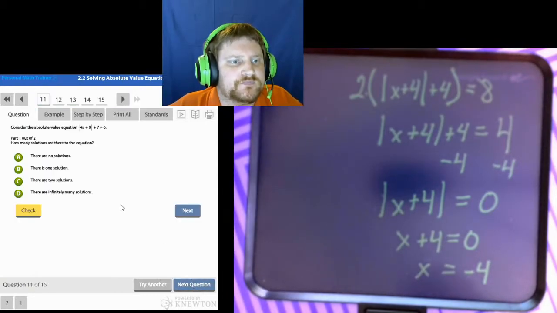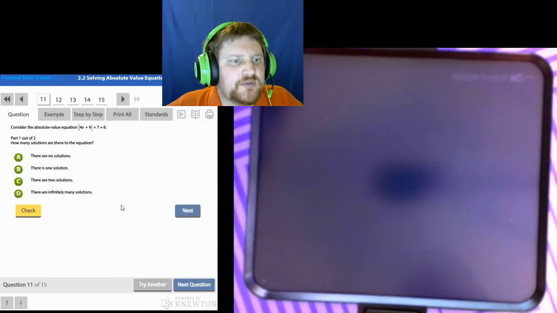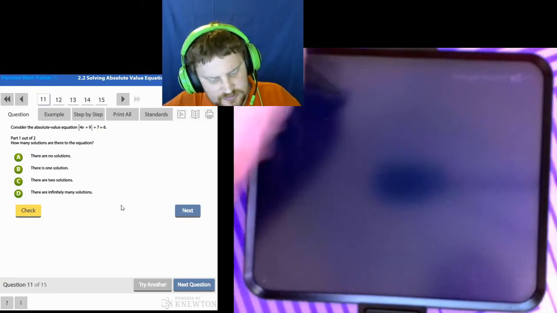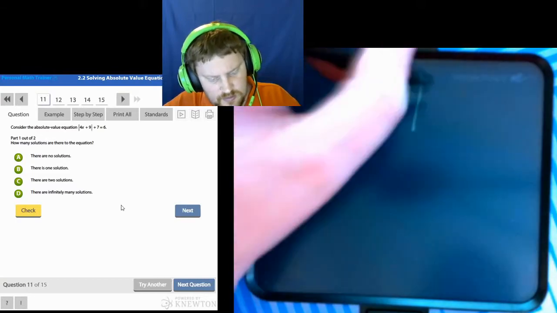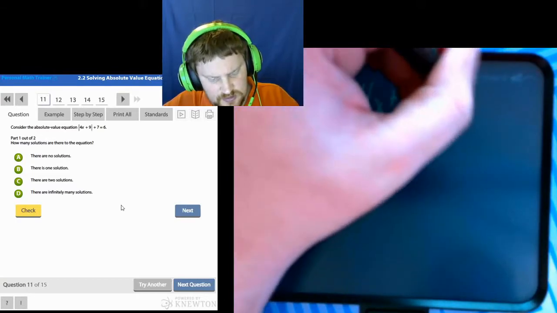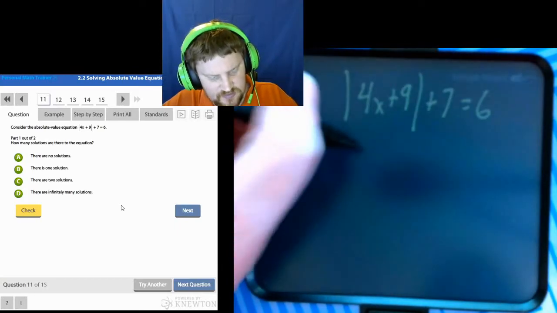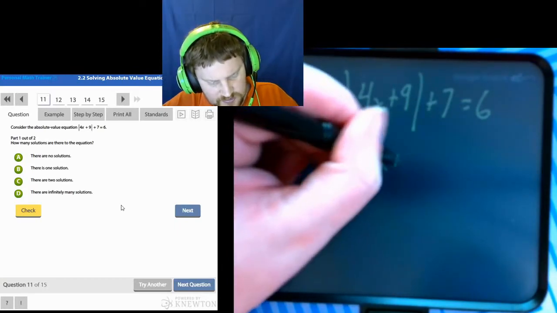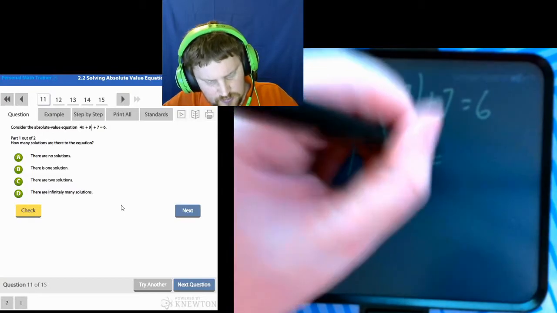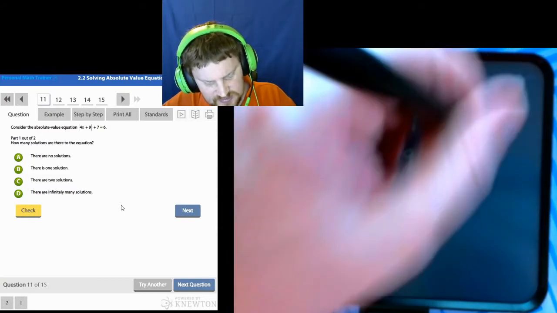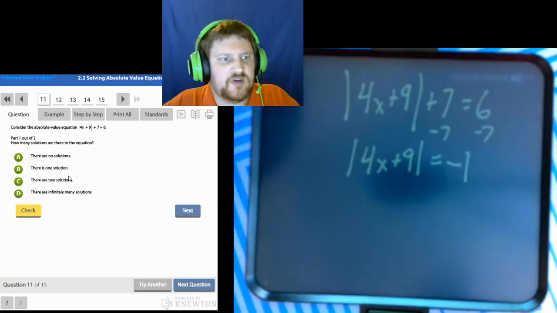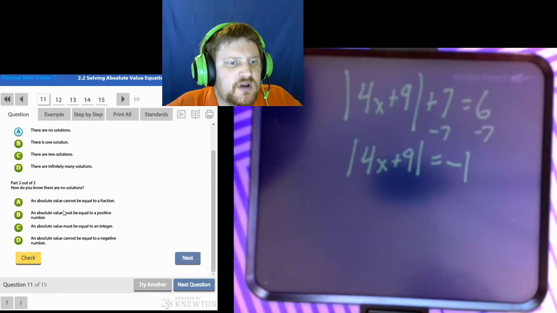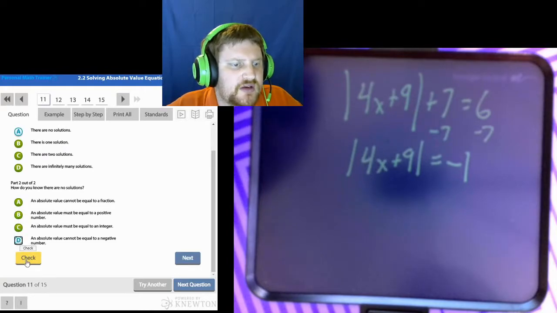Next question. Consider this absolute value equation. How many solutions are there to this? Absolute value of 4x plus 9 plus 7 equals 6. Subtract 7 from both sides. Absolute value of 4x plus 9 equals minus 7, 6 minus 7 is negative 1. Isolated absolute value sign equaling a negative number is no solution. Absolute value cannot be equal to a negative number.